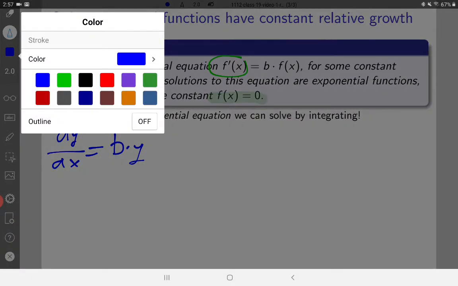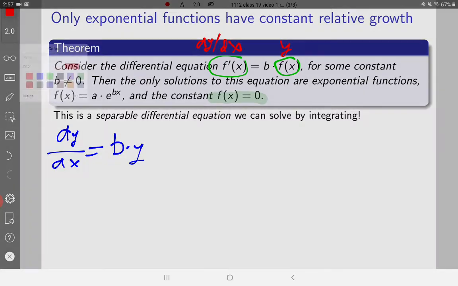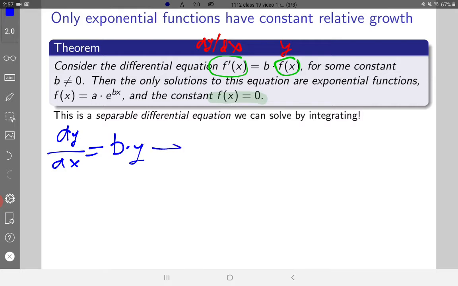So when I see f over here, I'm going to write that as y. And when I see f prime, the derivative, I'm going to write that as dy dx. So based on what we discussed in a previous video, specifically the one about Newton's law of cooling and separable differential equations, I can start to solve this by dividing both sides by y and multiplying through on both sides by the dx.